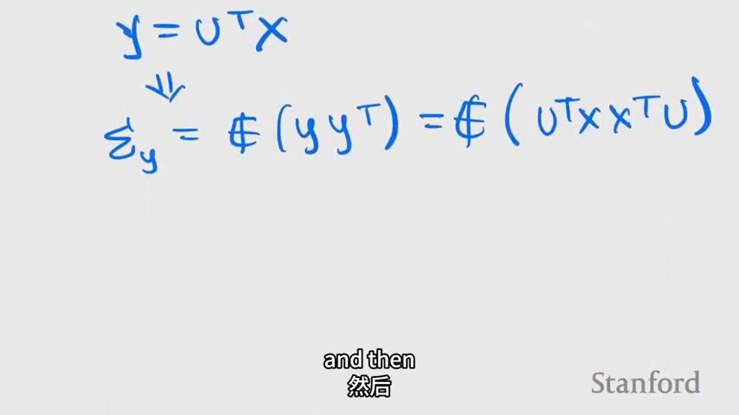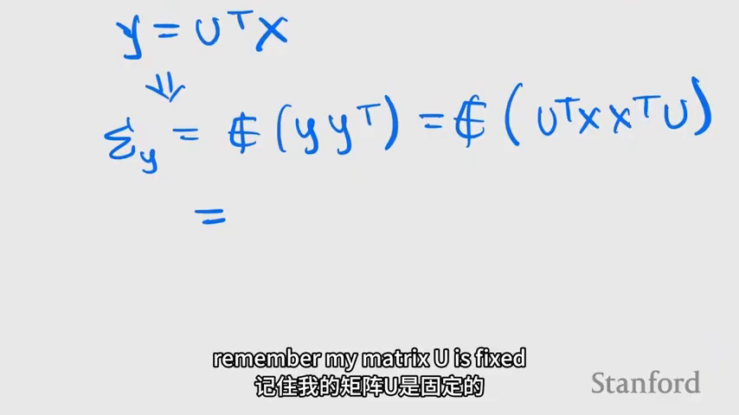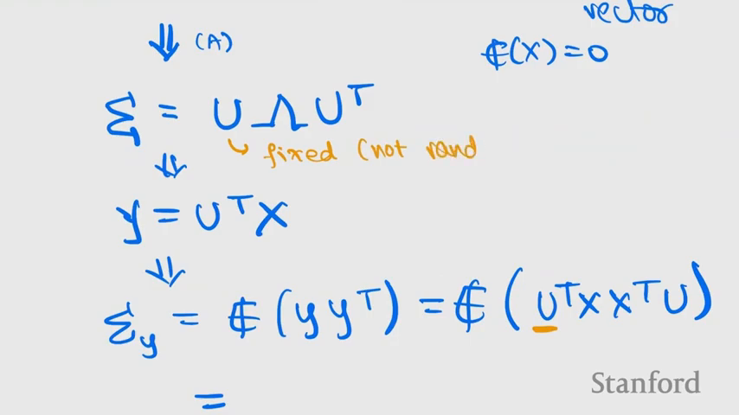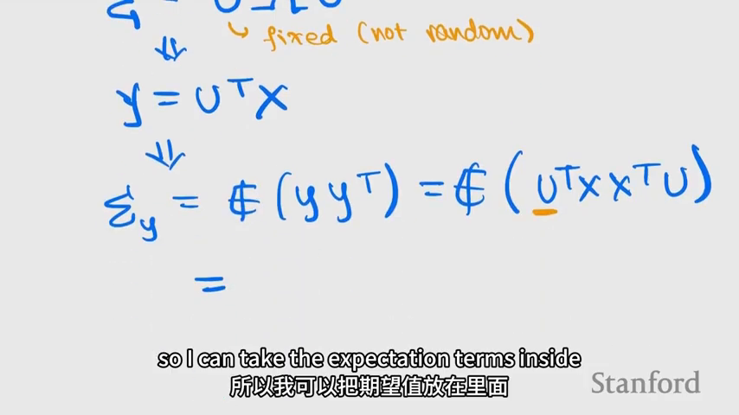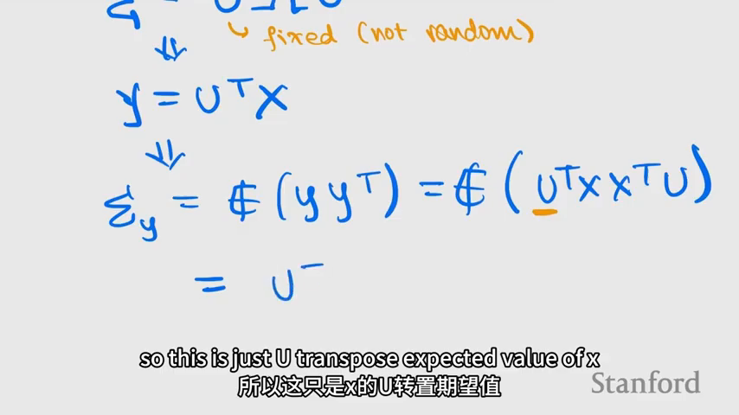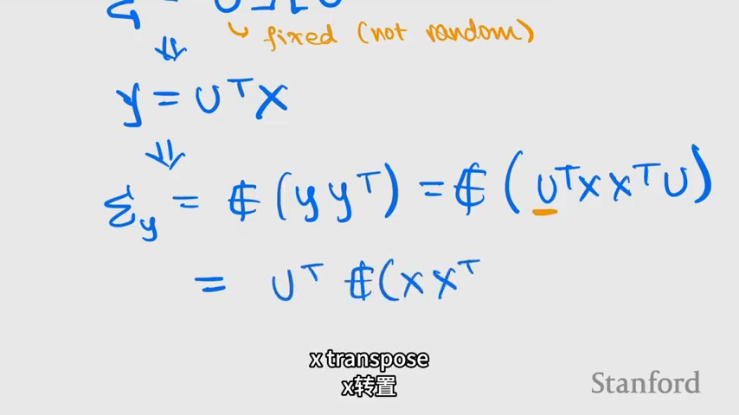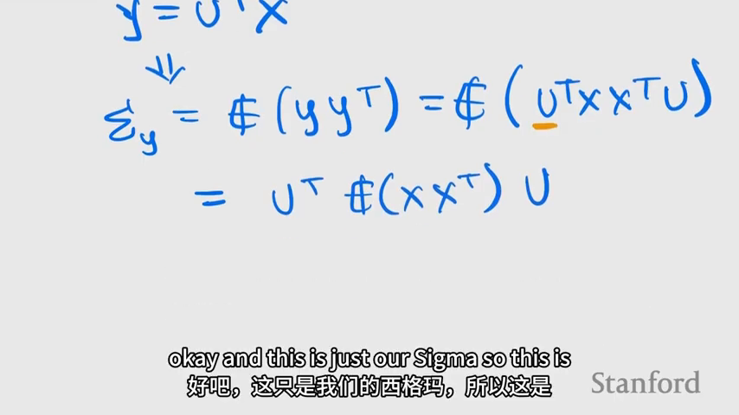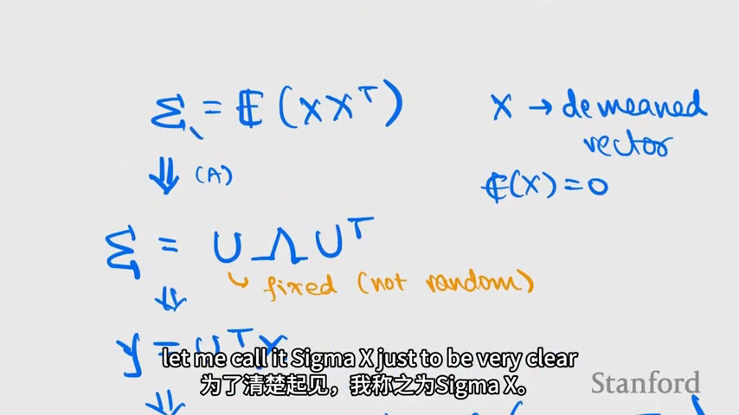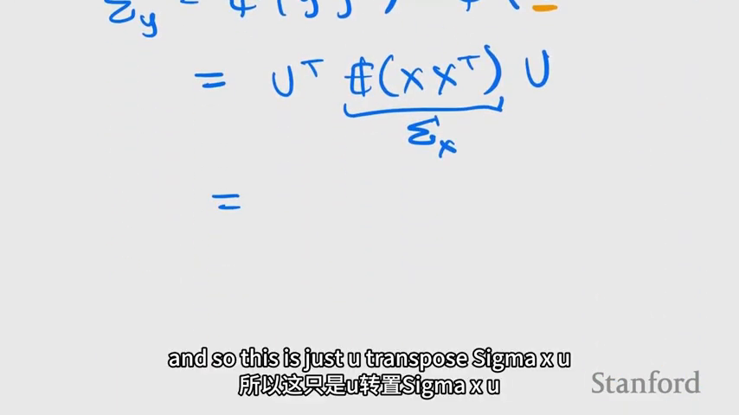Sorry. And then remember my matrix U is fixed, right? This is fixed. This is not random. So I can take the expectation inside, just by linearity of expectation. So this is just U transpose times the expected value of X X transpose times U. And this is just our sigma. So let me call it sigma X just to be very clear. And so this is just U transpose sigma X U.